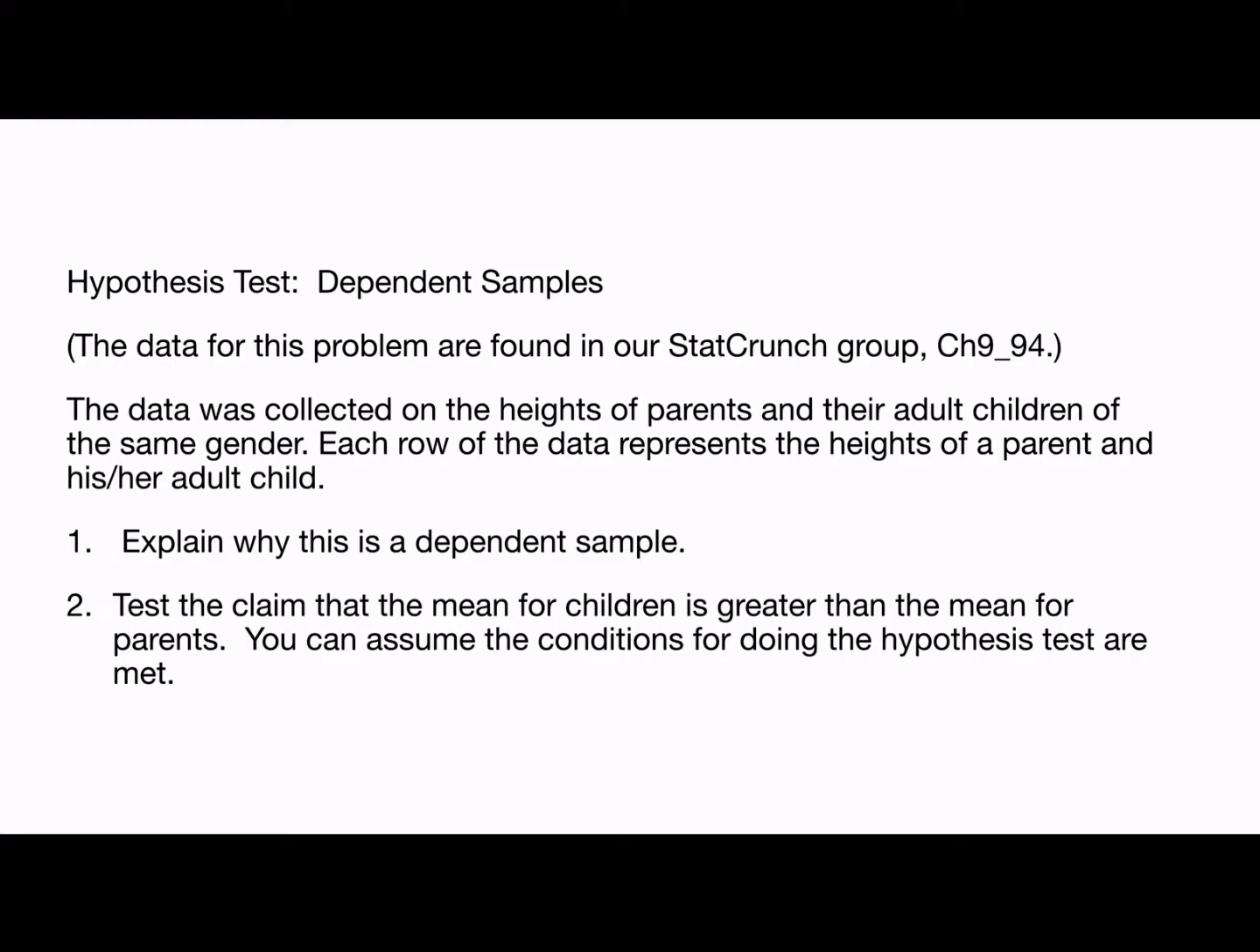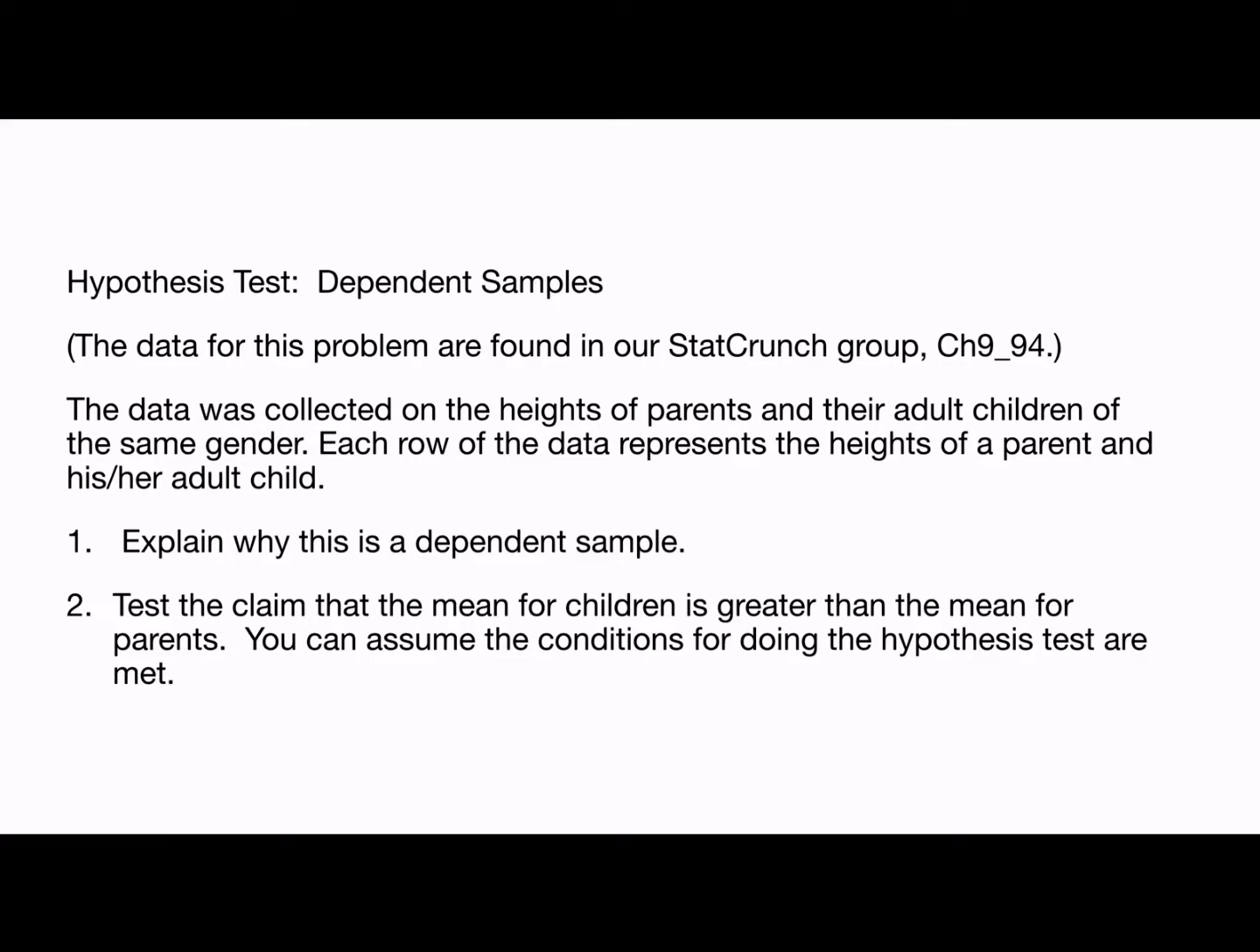This is an example of a hypothesis test for a dependent sample. Data was collected on the heights of parents and their adult children of the same gender. Each row of the data represents the heights of a parent and his or her adult child. Explain why this is a dependent sample, and then test the claim that the mean for children is greater than the mean for parents. You can assume that the conditions for doing a hypothesis test are met.